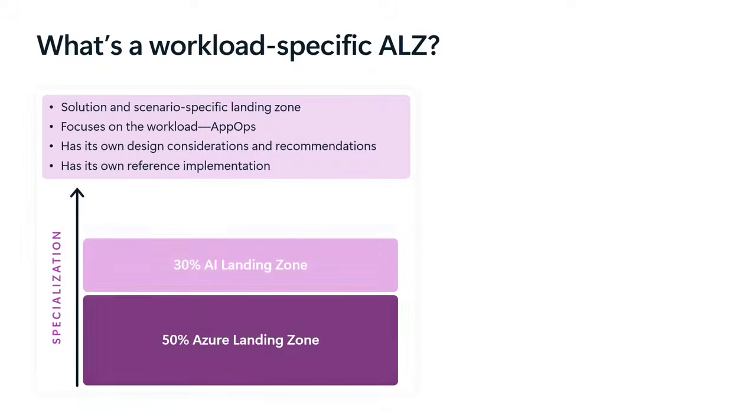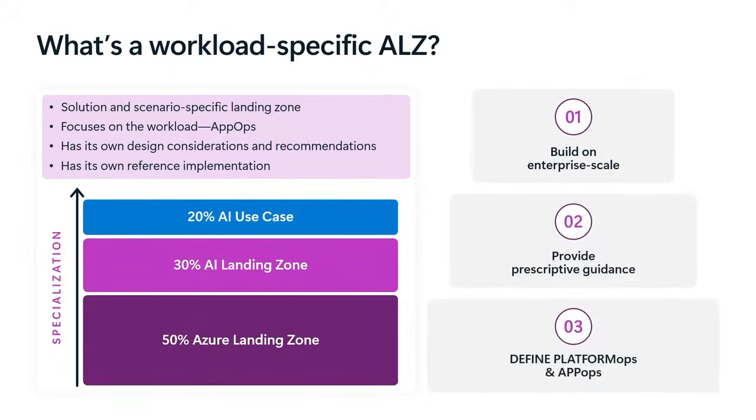So we talked about the platform-level landing zones, which are Azure landing zones. Then alongside platform-level landing zones, there are workload-specific landing zones as well. What those workload-specific landing zones help you do is that as you set up your platform with Azure landing zones, on top of it comes your AI landing zone, and then on top of it comes your AI use case.